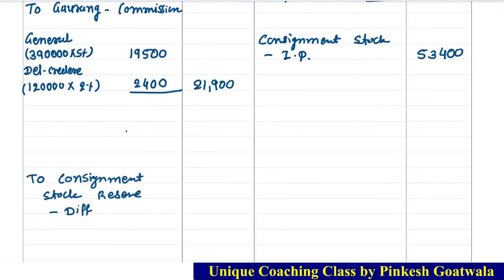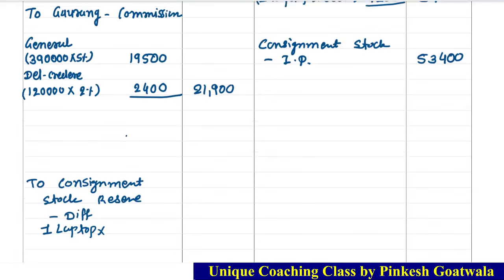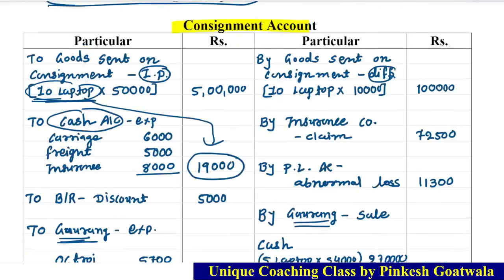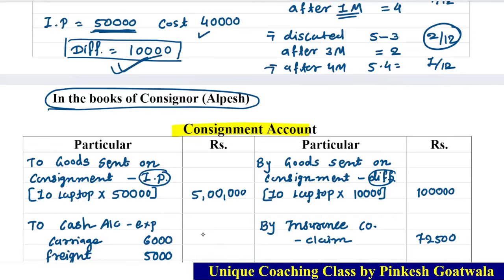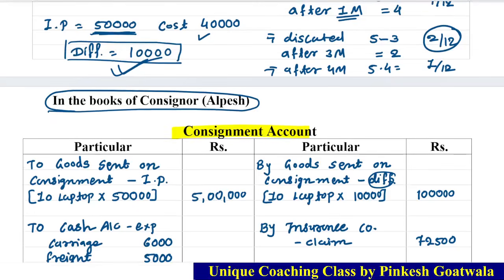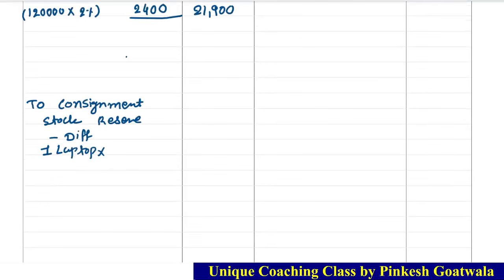How? Very simple. How many laptops? One laptop, into difference. Whatever number of laptops or goods there are, we will multiply into the difference. Difference is 10,000 here. How much difference? That is 10,000 difference. So 1 into 10,000, total 10,000. So now all our entries are done.